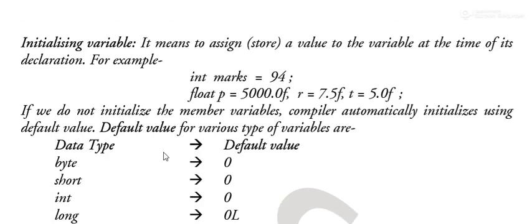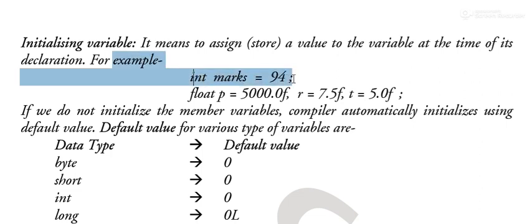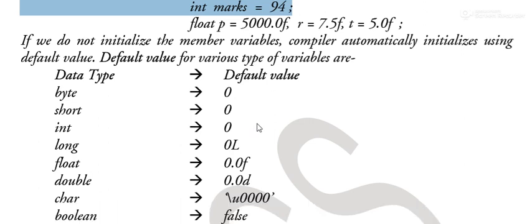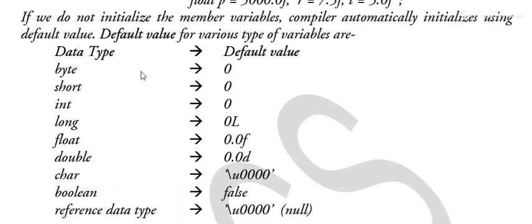Initializing variables. When we declare a variable as well as assign the value, like int marks = 94, it is known as initializing a variable. If we do not initialize the member variables, then Java automatically initializes them with a default value. There are some default values with their corresponding data types.